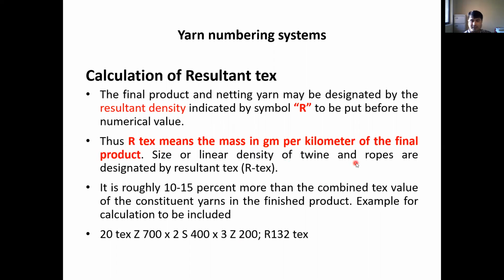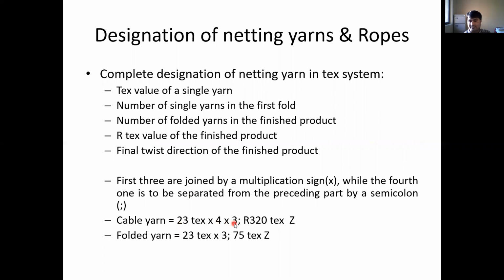Size or linear density of twines and ropes are designated by R tex. Already told. Here it is roughly around 10 to 15% more than the combined tex value of the constituent yarn in the finished product. जो हम पिछला वाला ये तीनों चारों को मल्टीप्लाई कर रहे थे, तो it was coming 276. That is the combined tex value of all the three: single yarn, folded yarn, cable yarn. So 10 to 15% more we are having in the R tex value.